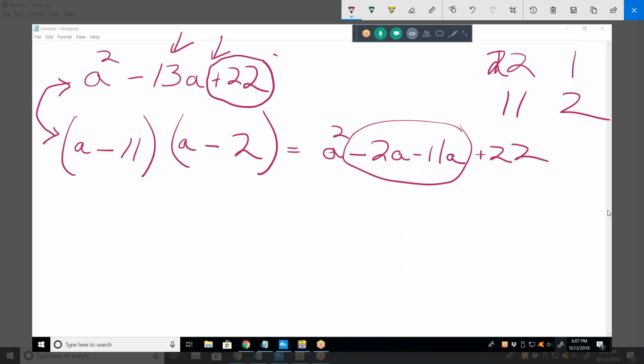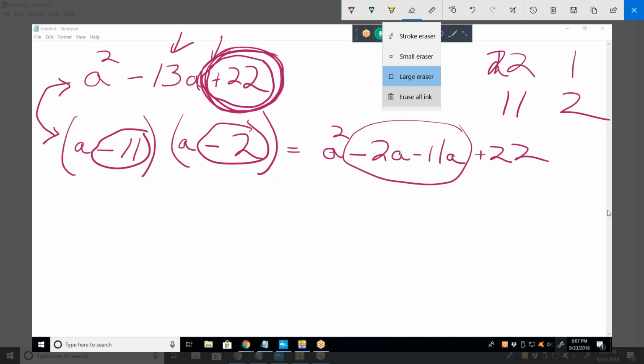So the sign that's on this number is extremely important. When I multiply that number by that number, it produces that sign, which in this case is a positive. And that's the last step of FOILing. So, all right, what else we got here? Okay.